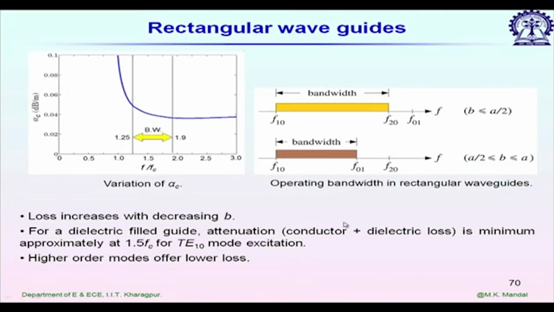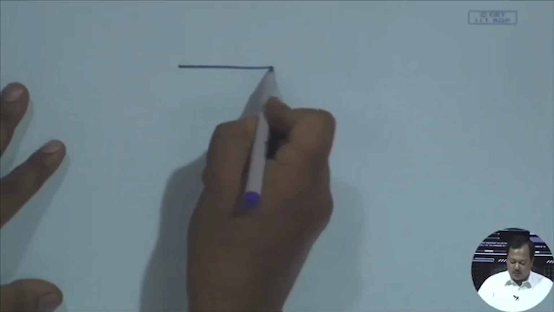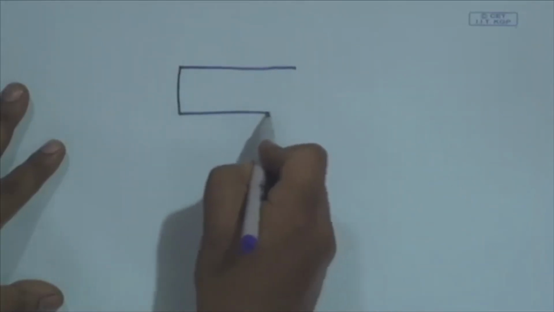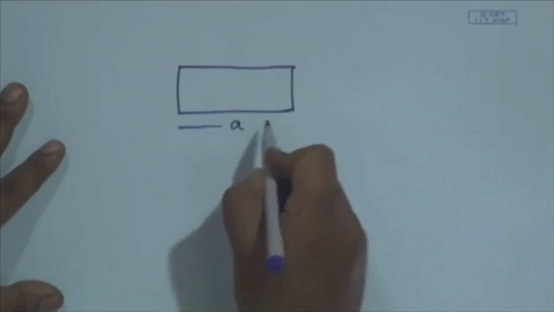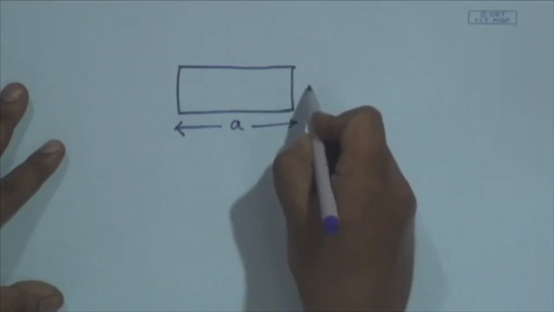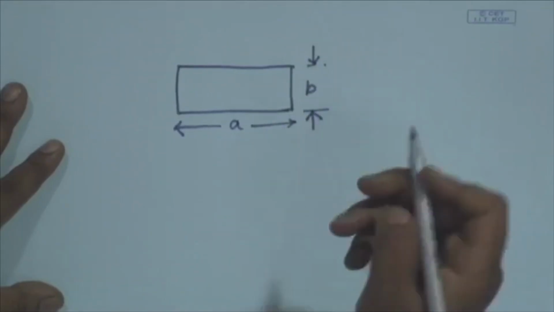How to choose the bandwidth of operation for a given rectangular waveguide? So, we are considering here only alpha c, that means the air filled rectangular waveguide. We are plotting alpha c versus f by fc. Now, let us consider a rectangular waveguide cross sectional view. So, broadside dimension is a and its height is given as b.